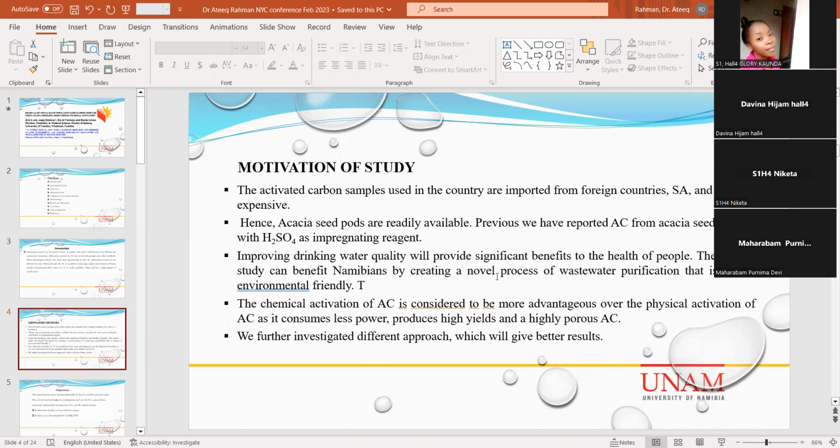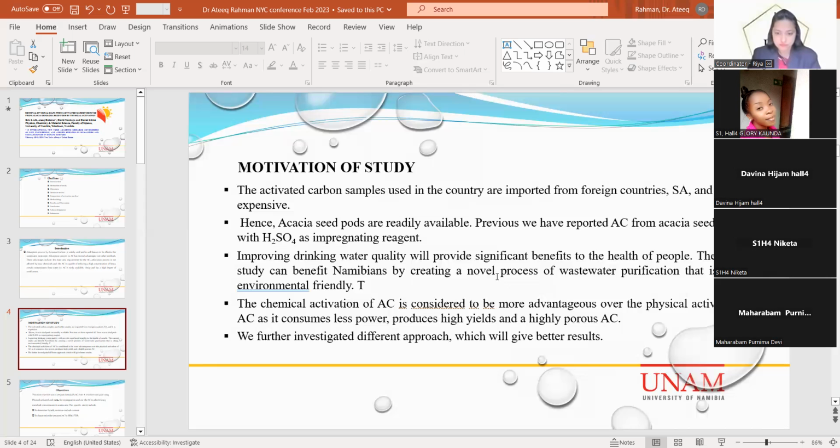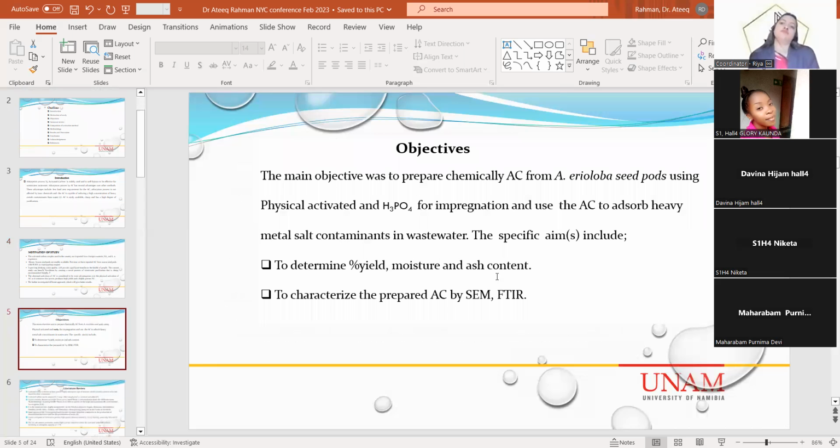So in this current study, we are creating for Namibians a novel process of water treatment that is very cheap and eco-friendly. The chemical activation of AC is considered more advantageous compared to physical activation, as it consumes less power and produces high yields and highly porous AC. The more the surface area, the better the adsorption capacity for contaminants on the AC. We further investigate a different approach, which will give better results.